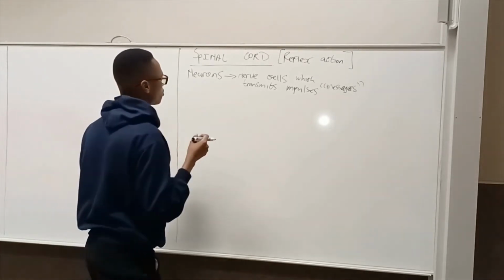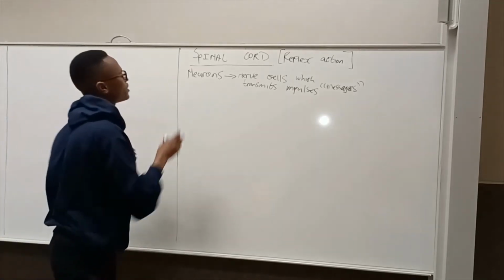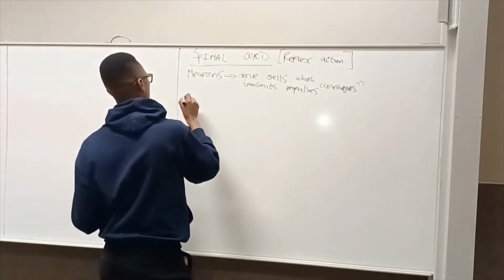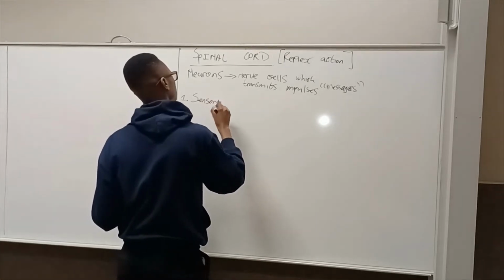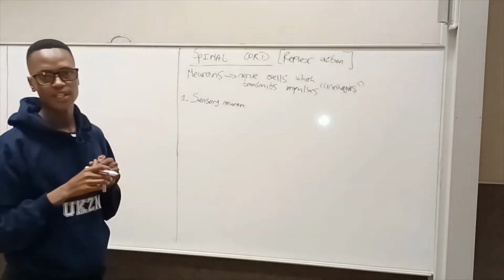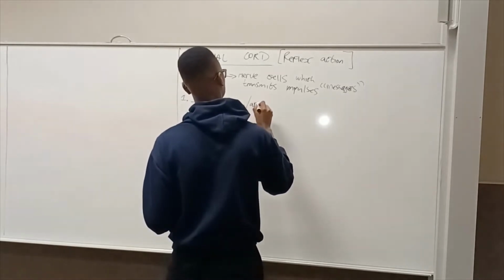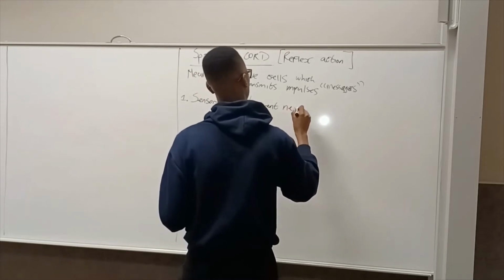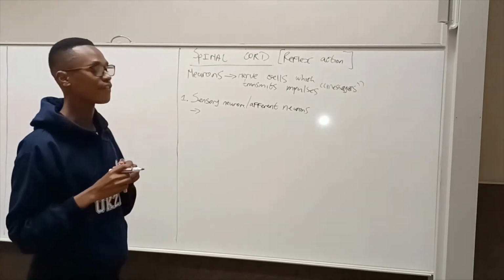We want to know how these neurons are able to transmit impulses, and we want to know the names of these neurons. The first neuron is the sensory neuron. The sensory neuron is also known as the afferent neuron. So what is the function of the sensory neuron, or the afferent neuron?